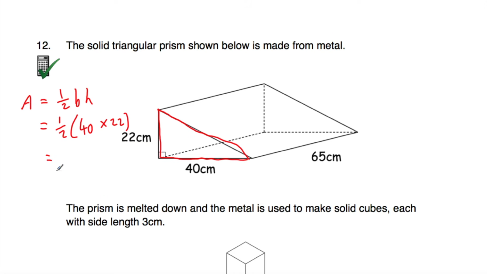And when you do that, you'd get an answer of 40 times 22 is equal to 880, divided by 2 is equal to 440 centimeters squared. So that's the area of the cross section.